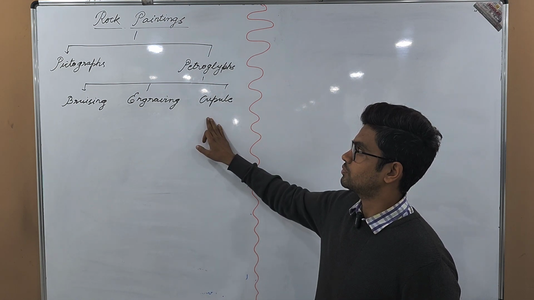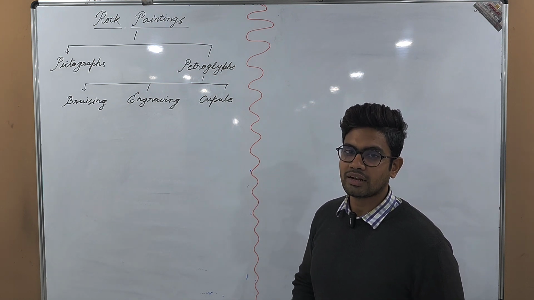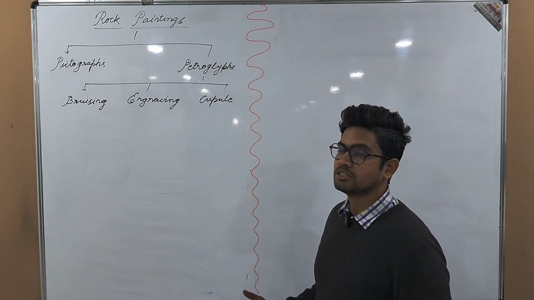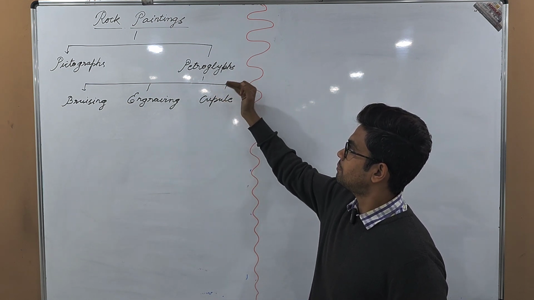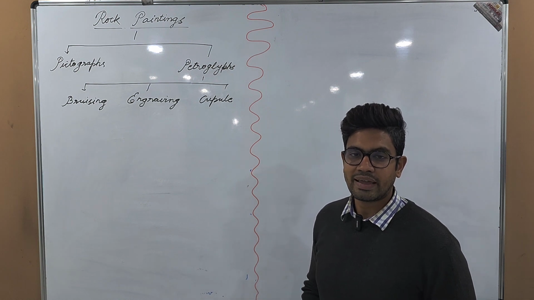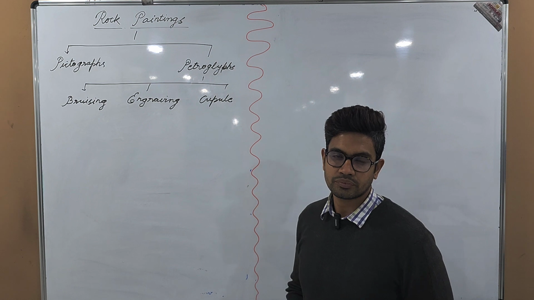it is called cupule. So in this way, on the basis of picture depiction technique, the rock paintings have been categorized in two major categories: pictographs and petroglyphs, and petroglyphs have been further categorized in three more categories: bruising, engraving, and cupule.